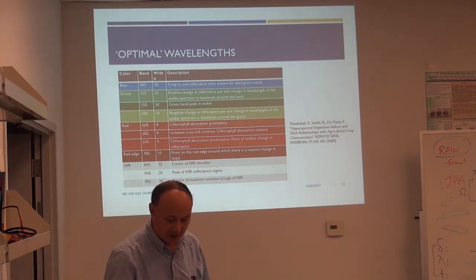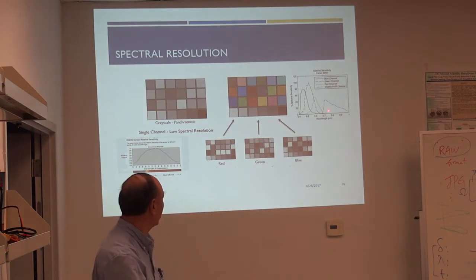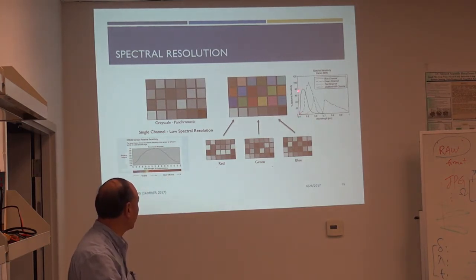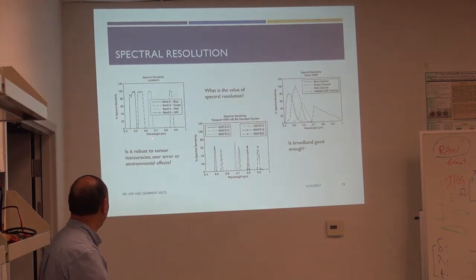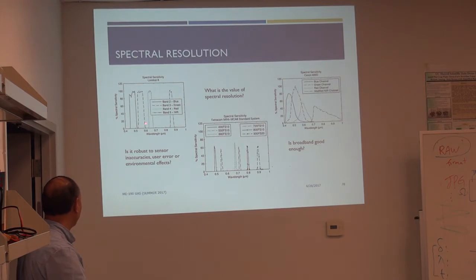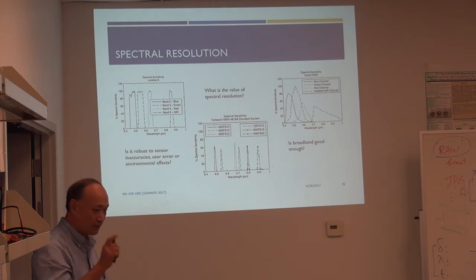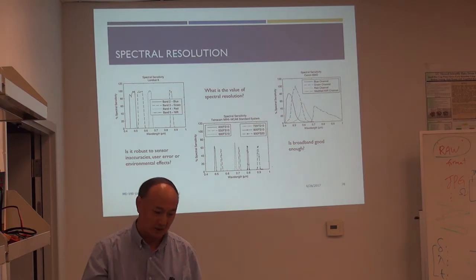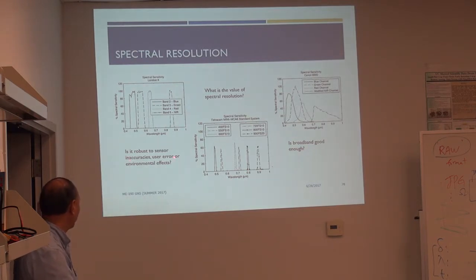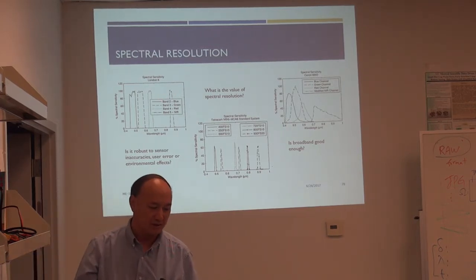But for the spectral resolution, this is the wavelength, and this is the absorption rate, the sensitivities. If I go from here, this is a very wide band, and now this is a very narrow band. Can you see that? This is a regular camera we can buy very cheap, $100. But if you need a very sharp response, then you pay a lot of money. So the question is, is this robust to sensor inaccuracies, user errors, or environmental effects? Should we use a narrow band? Can we trust it?